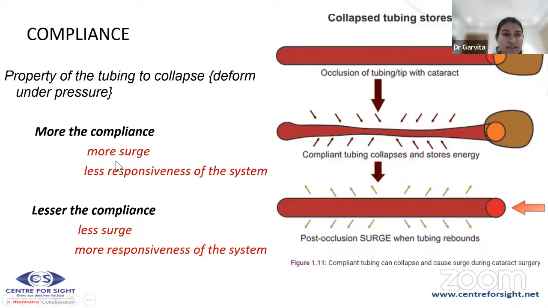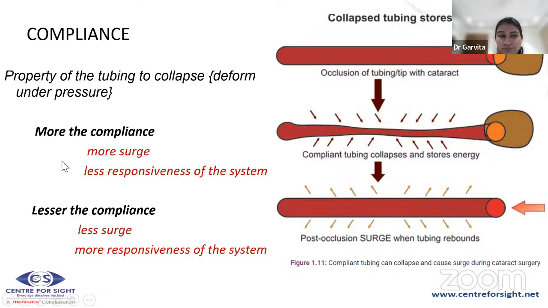So what is compliance? Compliance is the property of the tubing to collapse or to deform under pressure. As seen in this diagram, when the tubing is occluded with cataract, it can lead to tubing collapse. Compliant tubing collapses and stores energy. So, just as your occlusion goes away, the tubing comes back to its original position, causing an aspiration of a sudden large amount of fluid. This is called post-occlusion surge.